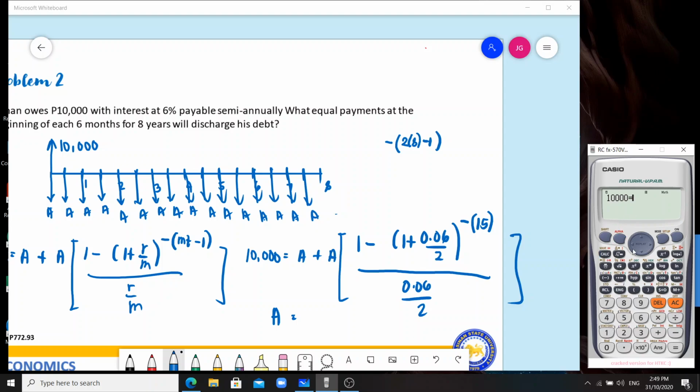10,000 equals A plus A times 1 minus 1 plus 0.06 over 2 raised to negative 15 over 0.06 over 2. Shift solve. Okay? So, meron tayong annuity na 772.92. Ito yung babayaran niya every 6 months at the beginning of each period para mabayaran yung 10,000 worth of utang. Okay? So, that is how you solve for annuity due.